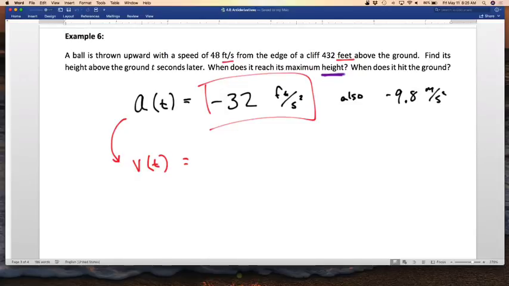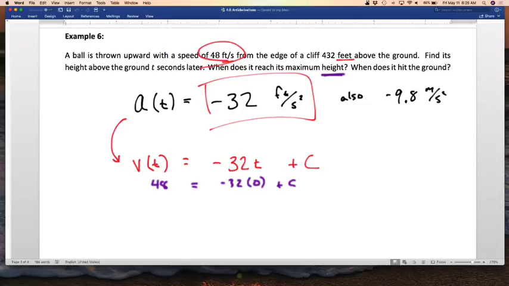of the acceleration function. Now we know if we start with negative 32, we're going to tack on a variable there for the antiderivative, and we have to throw in a constant. Now that constant we can find because we know its initial velocity or its initial speed. That is our constant. So at time 0, if 0 goes in for t, we get a velocity of 48. Since it's thrown upward, that velocity is positive.